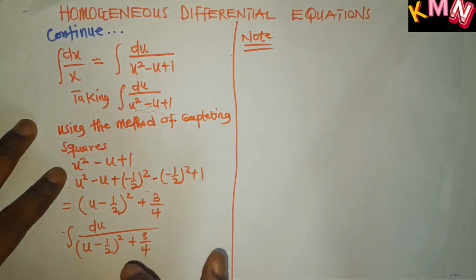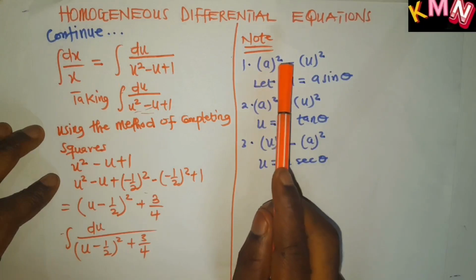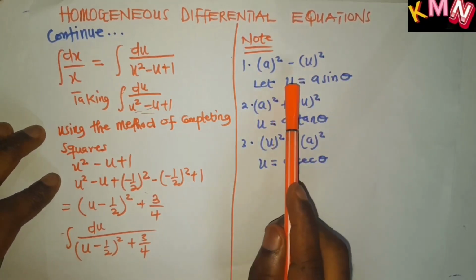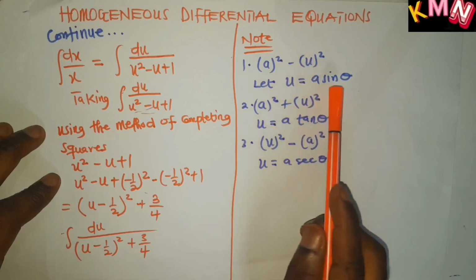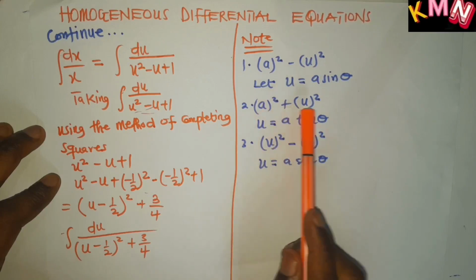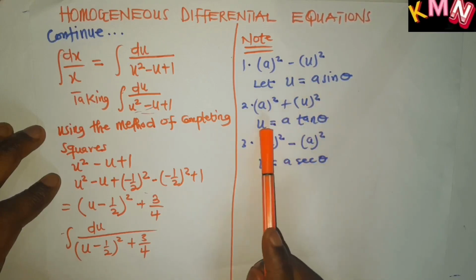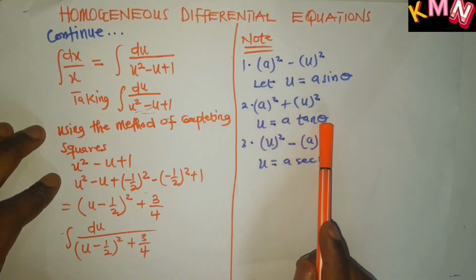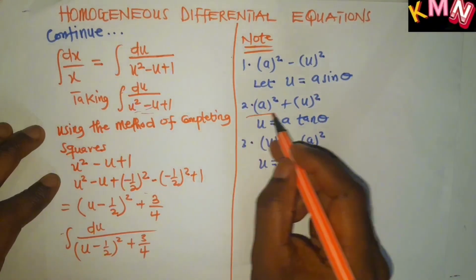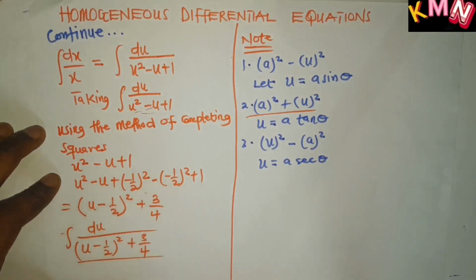Note, from trig substitution, you learn that when a constant a is being squared minus a variable u also squared, we let the variable equal the constant times sine theta. Then you have a constant squared plus a variable u squared. Also, the variable equals a tan theta. And you can see that this looks like what we have here.